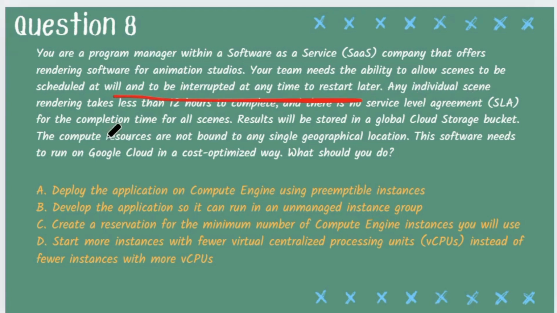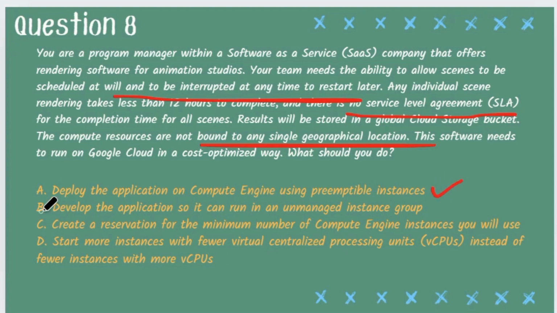Any individual scene takes less than 12 hours to complete, and there is no SLA for completion of all the scenes. Results will be stored in a cloud storage bucket, and the compute resources are not bound to any single region. This software needs to run on GCP in a cost optimized way. What do you do? So pause the video if you would like to try this one. So option A says deploy the application on Compute Engine using preemptible instances. This sounds plausible, but let's look at the other options also.